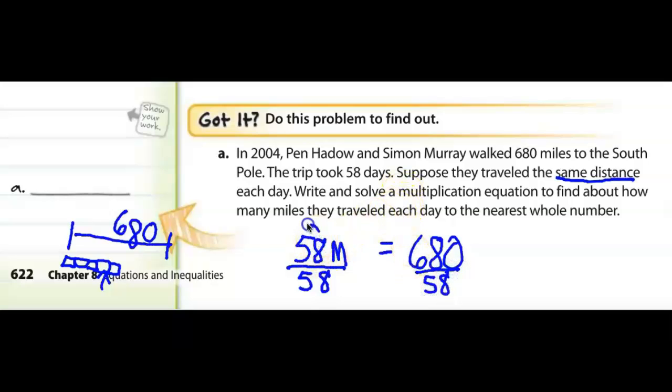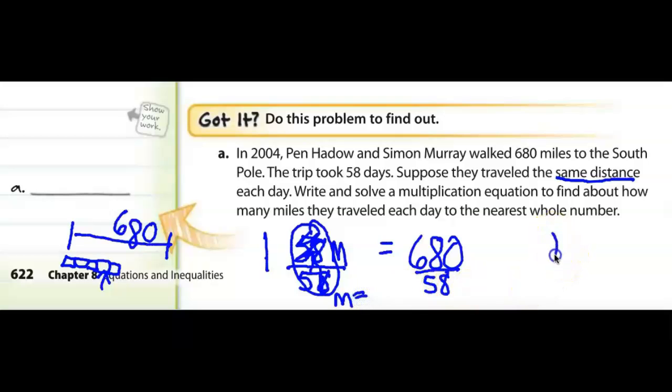Now, if we have 58 over 58, what is that equal to? Go ahead and answer that for me. You're exactly right. It's actually not equal to 0. It's not a 0 pair, but it is equal to the number 1. So this becomes the number 1. And so if we have 1m, that's the same as just writing m. We don't have to put a 1 in front of it.